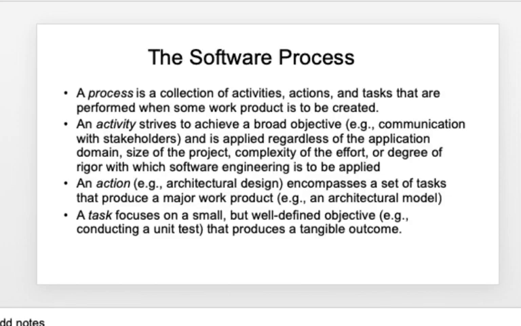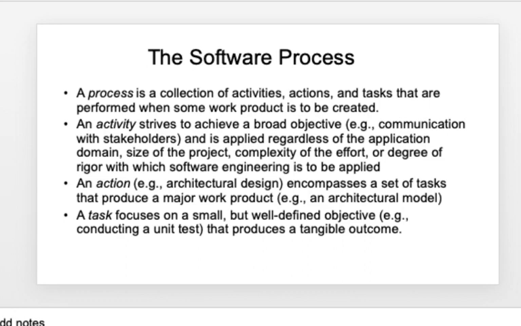The software process is a collection of activities, actions, and tasks that are performed when some work product is to be created. So, what are the differences between an activity, action, and a task? An activity basically talks of a broad objective. For example, communication with stakeholders is an activity. This activity will be applied irrespective of the domain, the size, the complexity, or the rigor of the project.